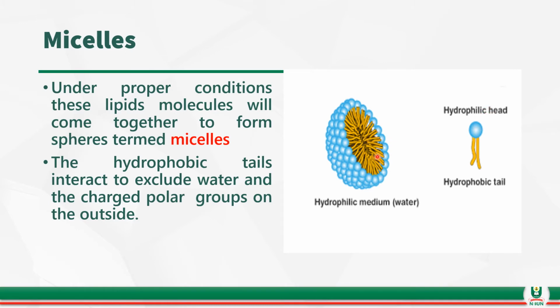So under some conditions, the lipids come together and form a sphere, and this sphere is what we call a micelle. The hydrophobic ends are away from water, they join themselves inside, and then the hydrophilic ends form a round surface protecting the hydrophobic ends from water. So this is how micelles are formed.